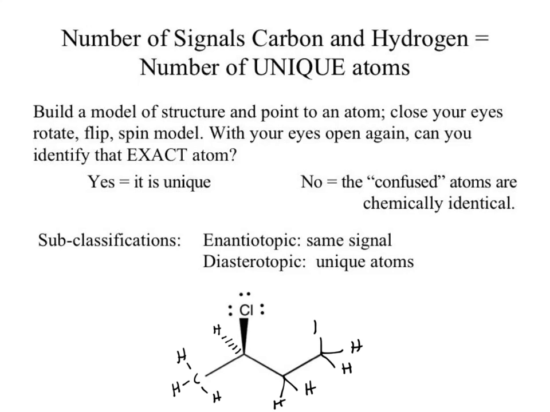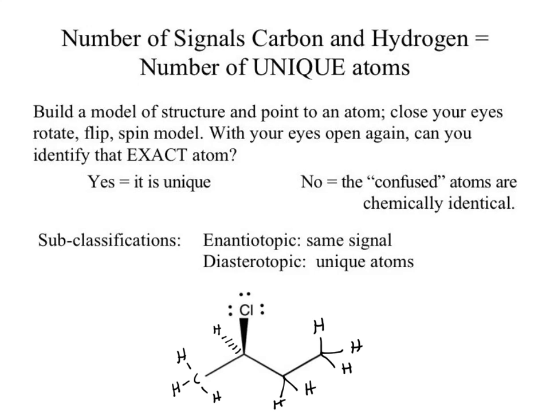How many hydrogens are in this compound? Total. Should have 9, 3, 6. I don't know why I'm saying 3, 6, 9, but there's 9 hydrogens. How many signals would we expect to see?